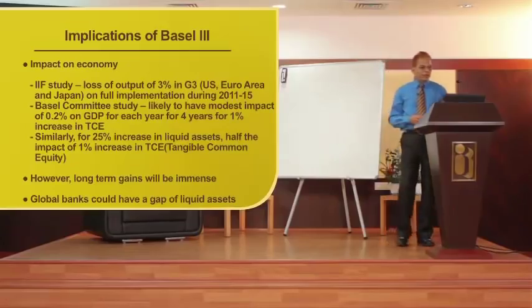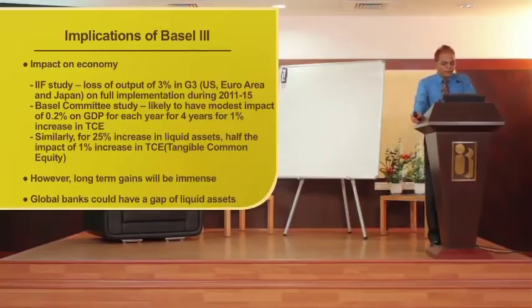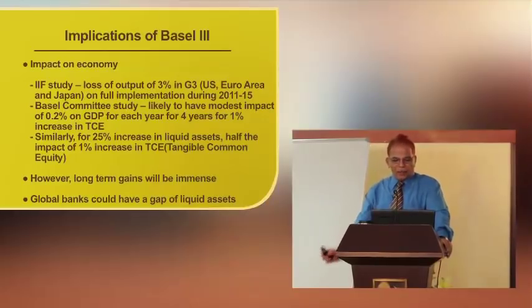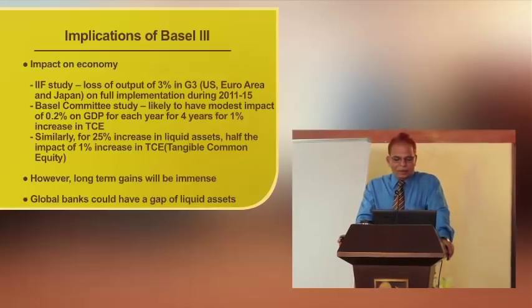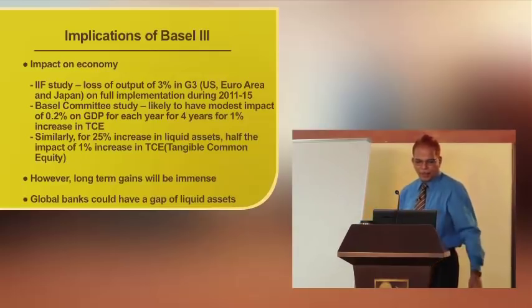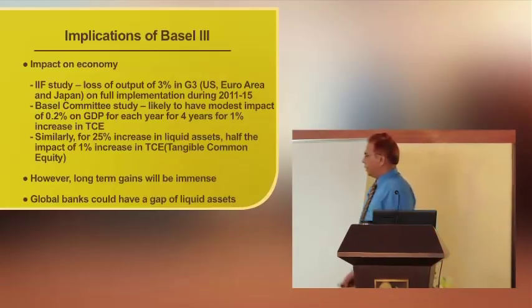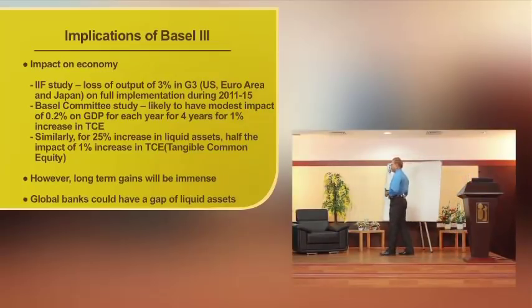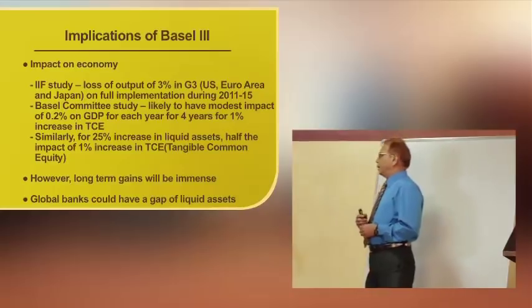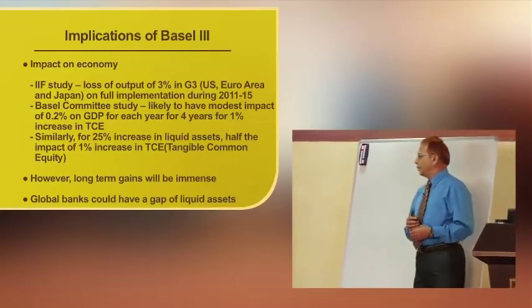Now, what are the implications? Some of the results of the studies conducted by the IIF say there could be a loss of output of 3% during this implementation stage. The Basel Committee study has a lesser impact. It says 0.2% on GDP for each year for 4 years. And if the capital has to go up by 1%, that is the tangible common equity, which is proposed to go up substantially in Basel III, it will impact 0.2% on GDP for 4 years.